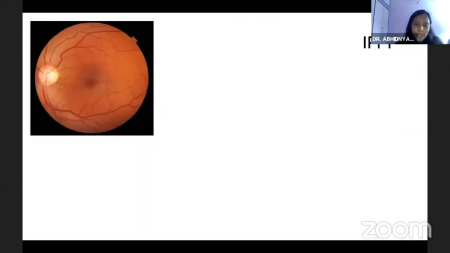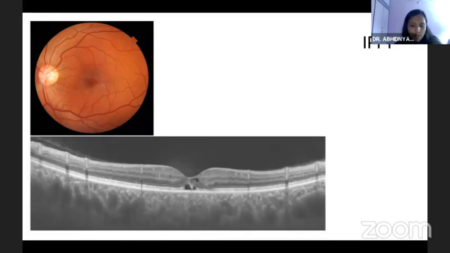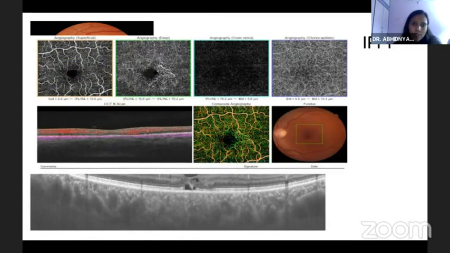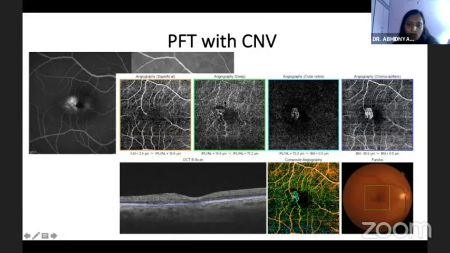Now, this was another case where there were pigmentary changes at the posterior pole, and when we did OCT, we saw that there was a foveal cavitation present. OCTA showed a vascular network in the deep layers, whereas other layers were normal. This was idiopathic parafoveal telangiectasia. This was another case with IPFT, where fluorescein angiogram showed a leak in the perifoveal area, and the OCTA showed a vascular network in the deep as well as choriocapillaris layers.